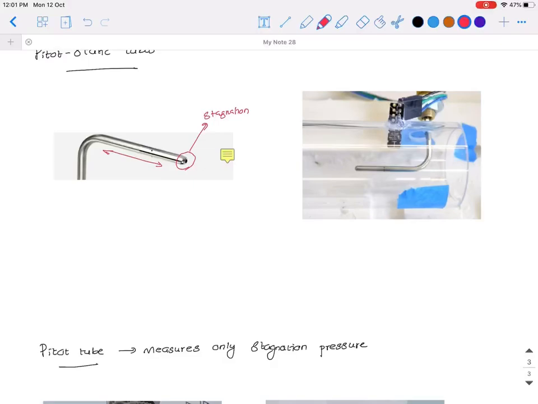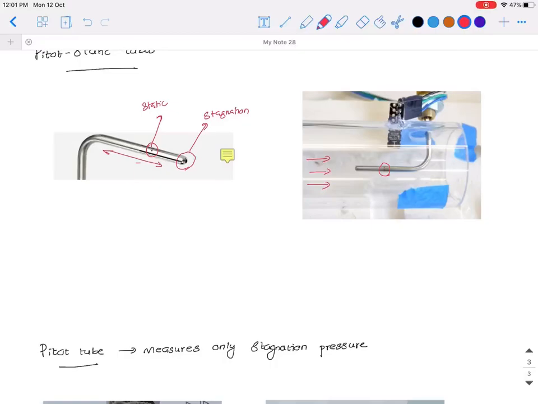You can see here the flow is happening from left to right. So this particular leg is aligned along the direction of the flow, and this hole faces the direction of the fluid. So the fluid will come and attain zero velocity here. These holes in the perpendicular direction measure static pressure, which are here. So this is the actual picture of a pitot static tube.